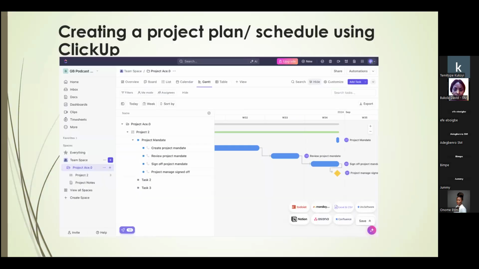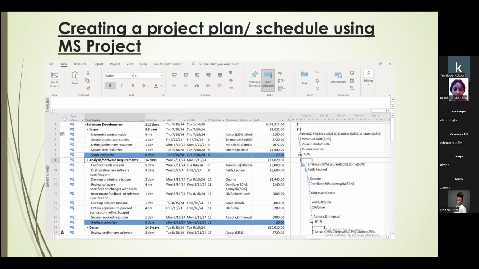Right, so this is the project plan that was created on ClickUp. So this is what it looks like, from putting in key project activities, establishing dependencies, assigning tasks to individual members of the project team, etc. Next slide. So we did the same thing using Microsoft Project.